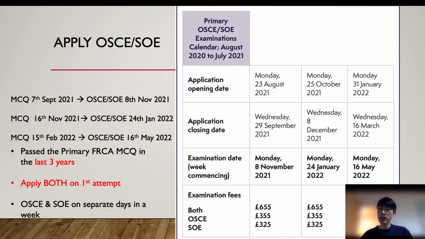After passing the MCQ, you can apply for the OSCE and SOE. Like the MCQ, there will be 3 sittings each year, and they are usually 1 to 2 months after the MCQ. You can pass the entire exam within 3 months, or you can do your OSCE or SOE within 3 years after the MCQ. For your first attempt, you have to apply for both OSCE and SOE, and if you fail either one of them, you can apply for that component on your second attempt. The SOE and OSCE are held online this year, and they will be taken on 2 different dates within the same week.